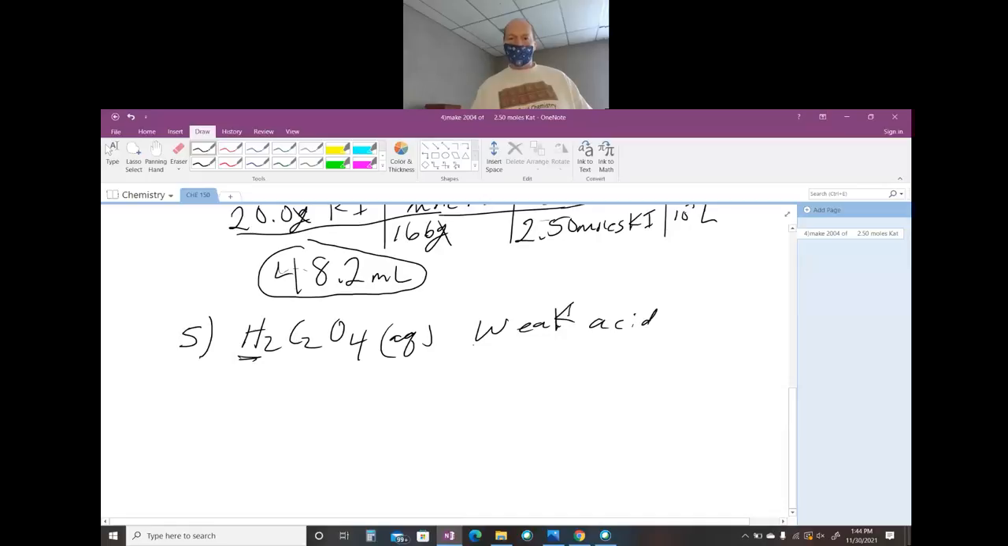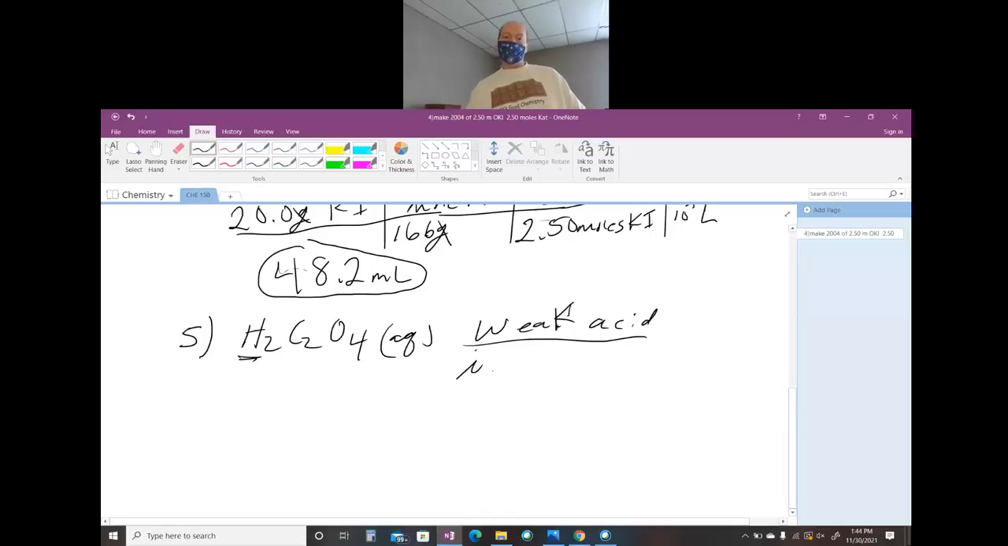You still have to know the 6 strong acids. That is not one of them. That means it is a weak acid. So remember, when you do your net ionic equations, when you have a weak acid, it stays together. If you have a strong acid, it breaks into ions. This is important now because this is going to stay together.